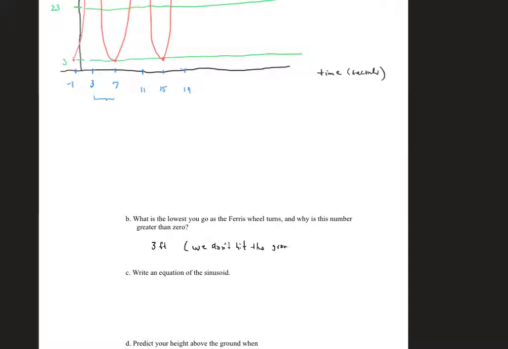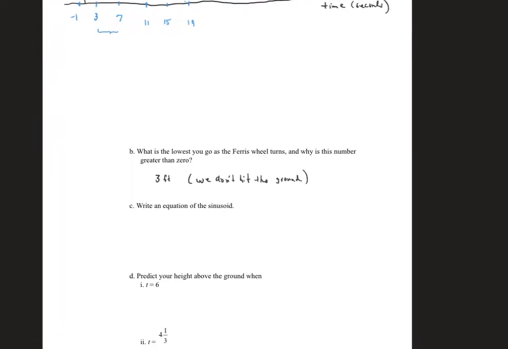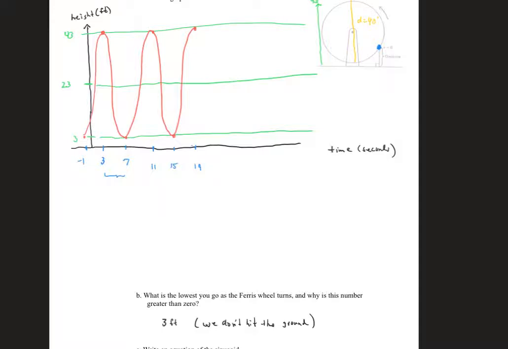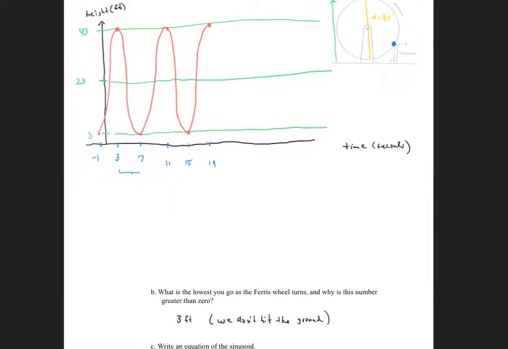It would not be a very fun ride if it was 0 or negative. Now we're going to try to come up with an equation. So let's come back here and think a little bit. We have many choices, like we've seen before. I'm just going to choose 3 to be the starting point.